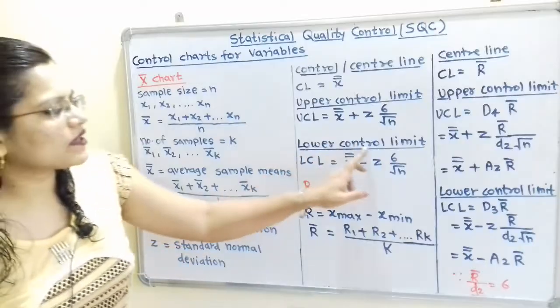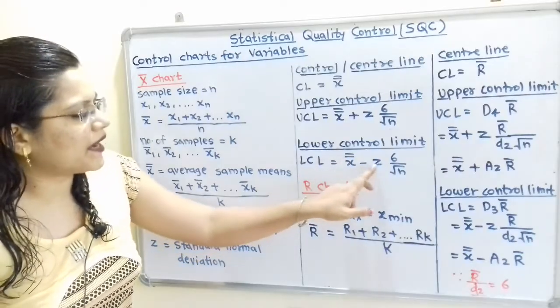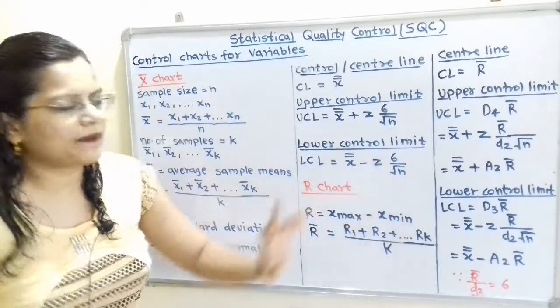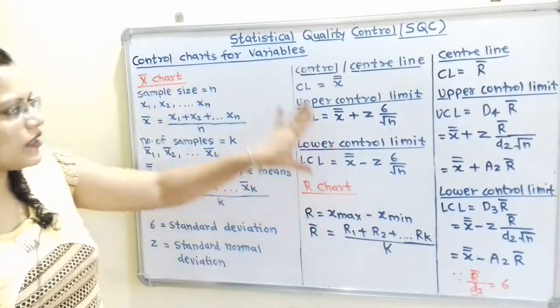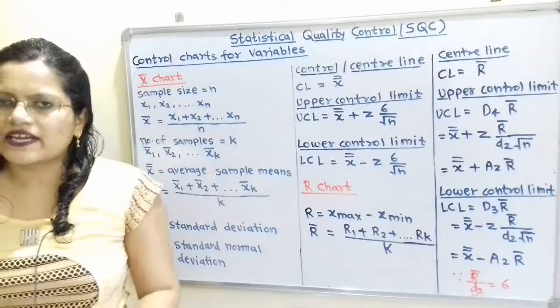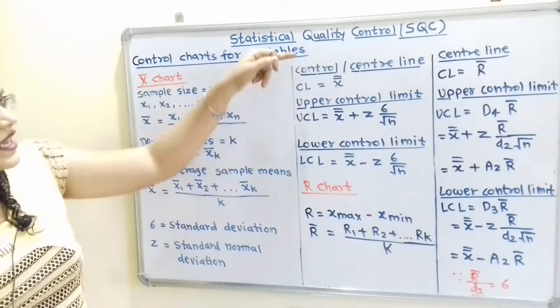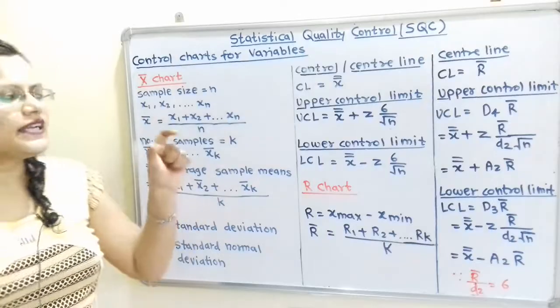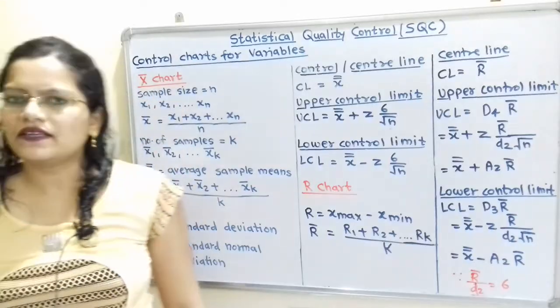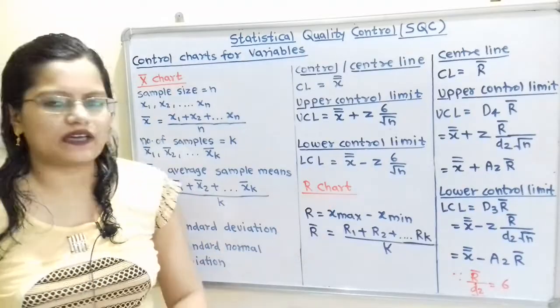For the lower control limit, LCL is equal to x double bar minus Z into sigma by root n. So if we observe, these three parameters are required to draw the X bar chart. With the help of all these three we can easily draw this X bar chart. Now we will move to the next point, that is the R chart.